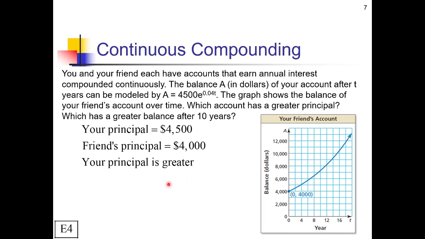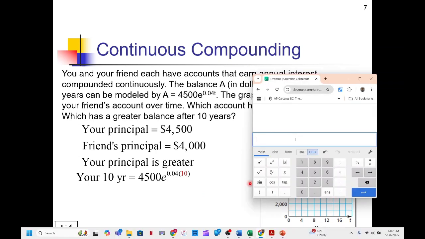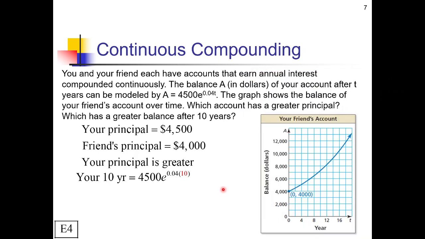To figure out your 10-year total, you just have to plug 10 into this function. So not too demanding there. So we just have 10 for time. We will need Desmos in order to figure this out. So let me plug into Desmos 4,500 e exponent 0.04 times 10. And it looks like your 10-year total is $6,713.21.